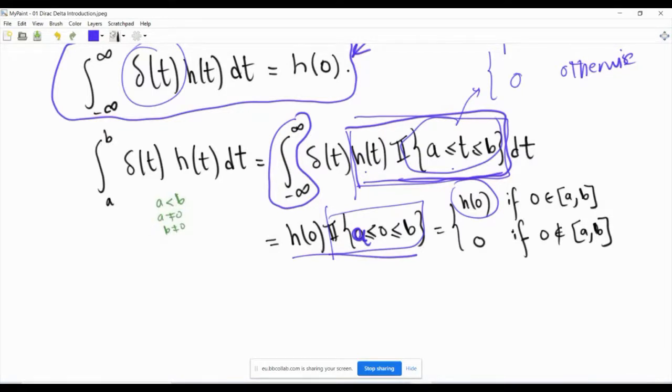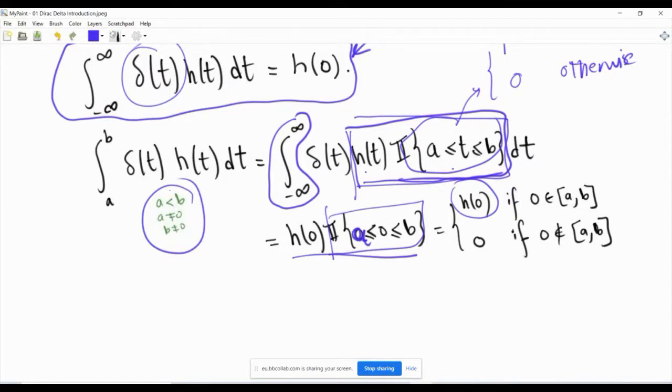Now let's agree that we will never have a situation in which a or b is equal to 0, so we will not play this game. We will assume always that the Dirac delta, in our case here still the Dirac delta without any shifts, and we will talk about shifts in a couple of minutes, is either interior to the domain of integration, or it's completely outside the domain of integration.